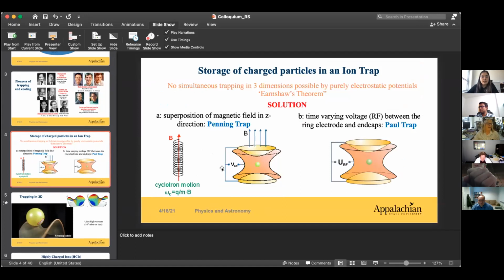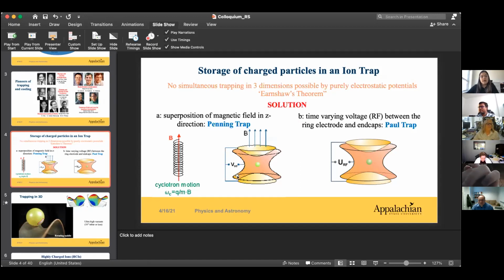So how does an ion trap work? Basically what we are trying to do in an ion trap is store charged particles, and we mostly work with positive ions. One of the early limitations before the development of ion traps was that to trap anything in 3 dimensions, you cannot do it by applying purely electrostatic potentials. And this is actually a mathematical expression that you can go over, given by Earnshaw.